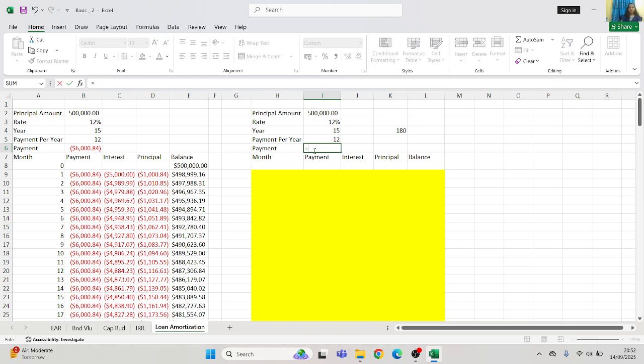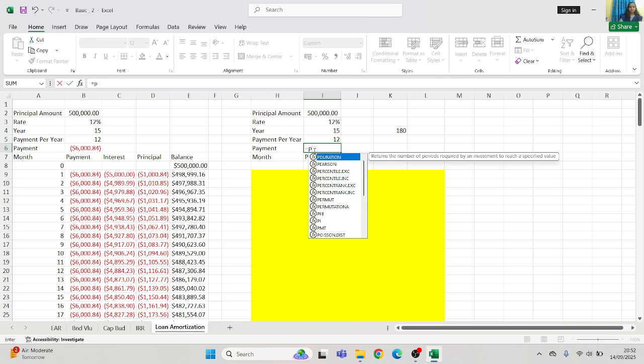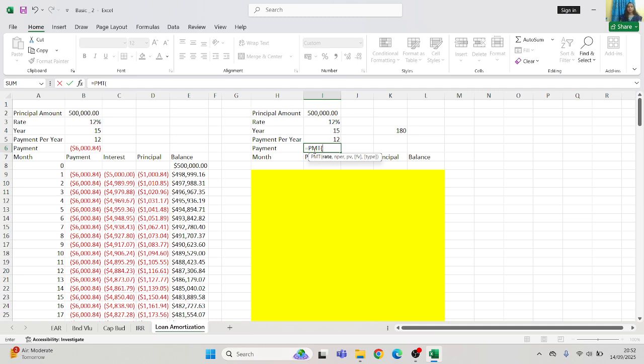We type PMT, then we type tab. Here our given information is principal amount is 5 lakh, rate 12%, years is 15 and payments per year is 12. To find the PMT we need rate. Rate is 12% divided by payments per year.